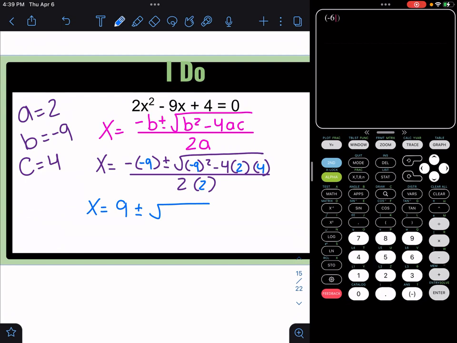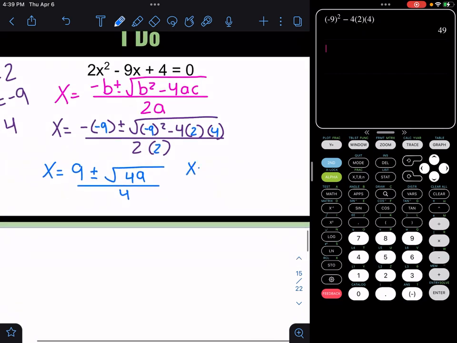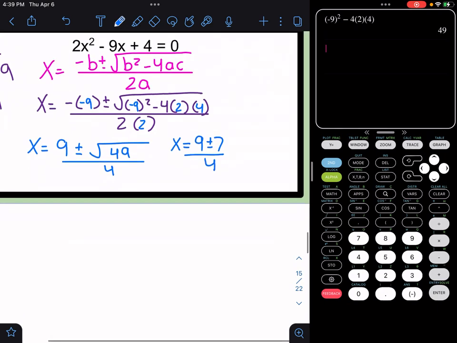negative 9 squared minus 4. A is 2 and C is 4, which gives us 49, and then all over 2 times 2 is 4. Now the square root of 49, don't forget, is positive or negative 7 over 4. So now we get two different answers. X is equal to 9 plus 7 divided by 4, and X is equal to 9 minus 7 divided by 4.